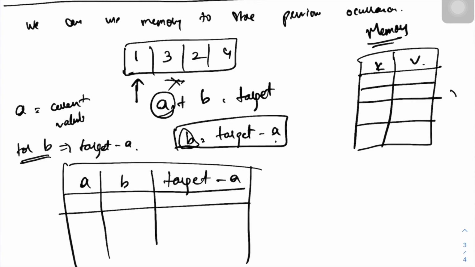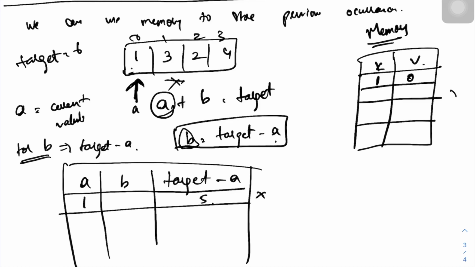Initially I'll start with 1. Here my a is pointing to this, which is 1. My target is 6. So target minus a is 5. Do I have 5 in my memory? No, because I never saw 5 till now. I just saw 1, which is at index 0, and I've added that to the memory. So this is not a valid scenario.